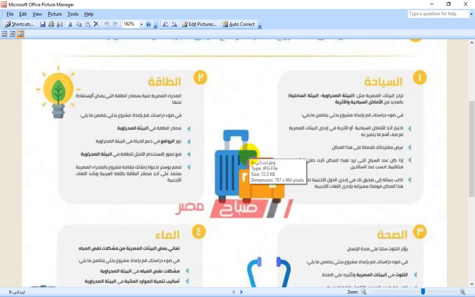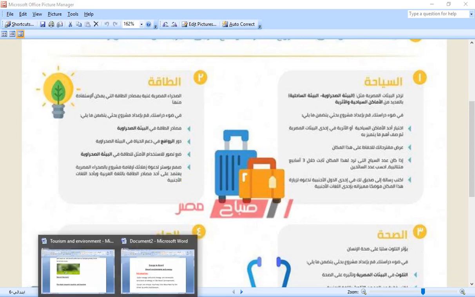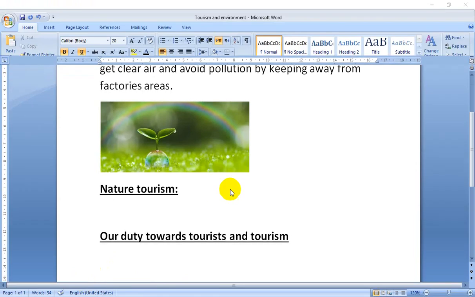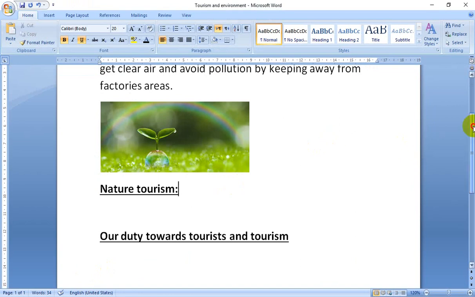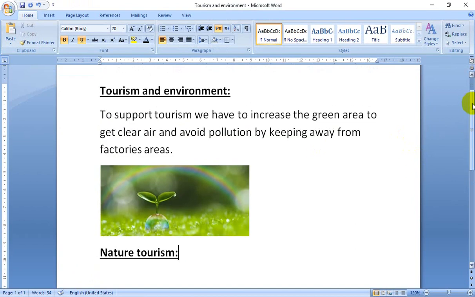It's not related to science, but you can write in it. If you choose it, you can write some points like tourism and environment. To support tourism, we have to increase the green area, the plants, to get clear air and avoid pollution by keeping away from factories areas. Okay, and you can put pictures.